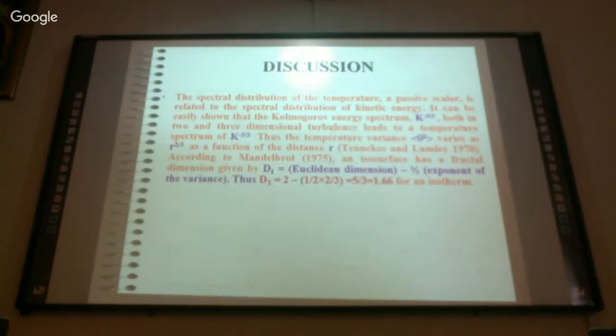And of course, the spectral distribution of the temperature, a passive scalar, is related to the spectral distribution of kinetic energy. It can be easily shown from the Kolmogorov energy spectrum that both in 2 and 3 dimensions this leads to a temperature spectrum. Thus, the temperature variance varies as kappa to the power 2 by 2 as a function of distance r. Then we fit our value into the Kolmogorov model, and it turns out to be 1.66 for an isotherm.